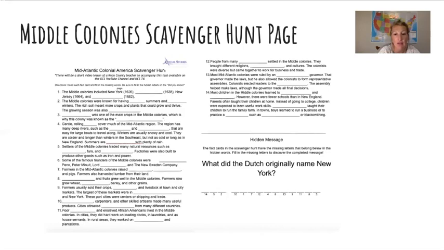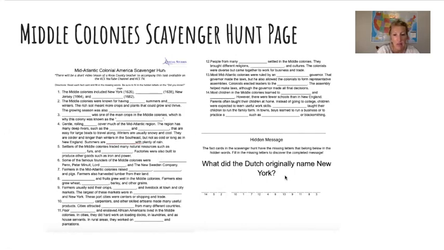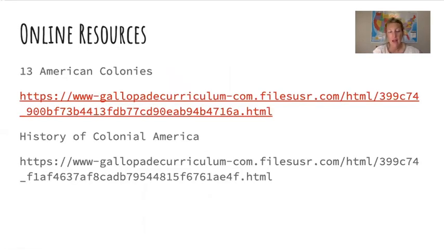This is what your pages look like. You'll fill in the blanks from the task card, and then here is your hidden message. Our question from the hidden message is, what did the Dutch originally name New York? New York had a different name. What did the Dutch originally name it? Before we get started, or after we're done, you can also look at these online resources to give you some more background knowledge about the colonies. There's one about the 13 American colonies, and then the history of colonial America.